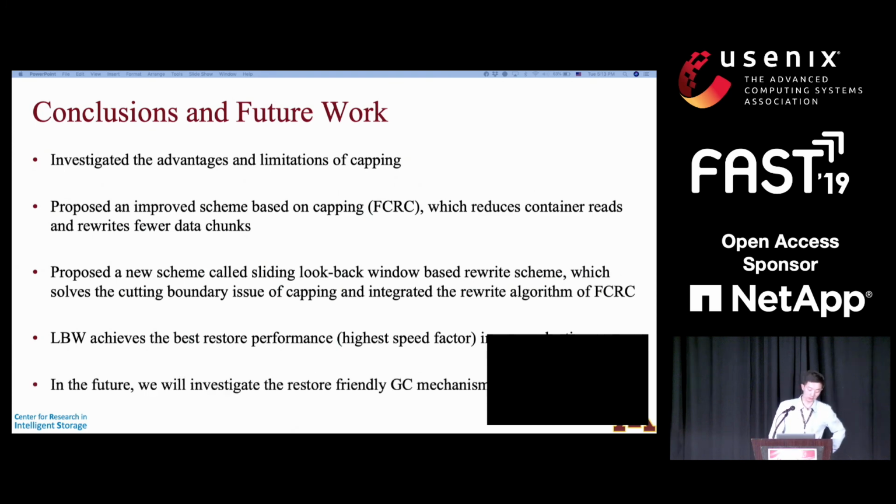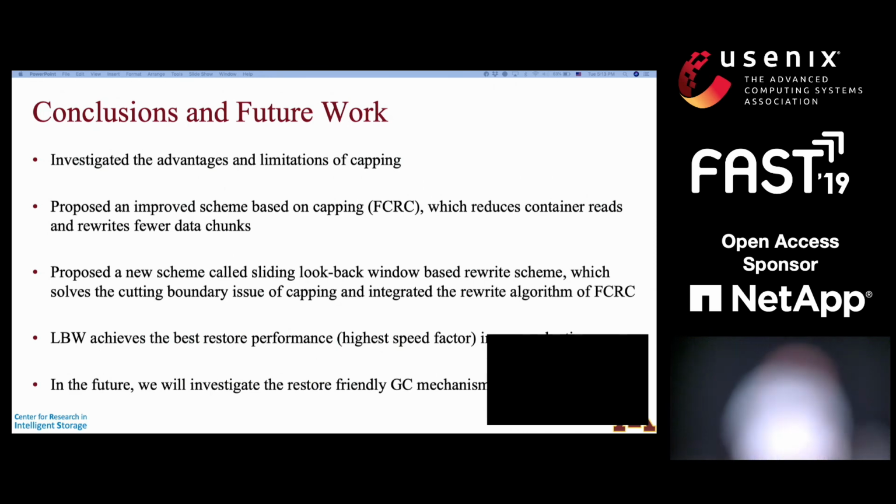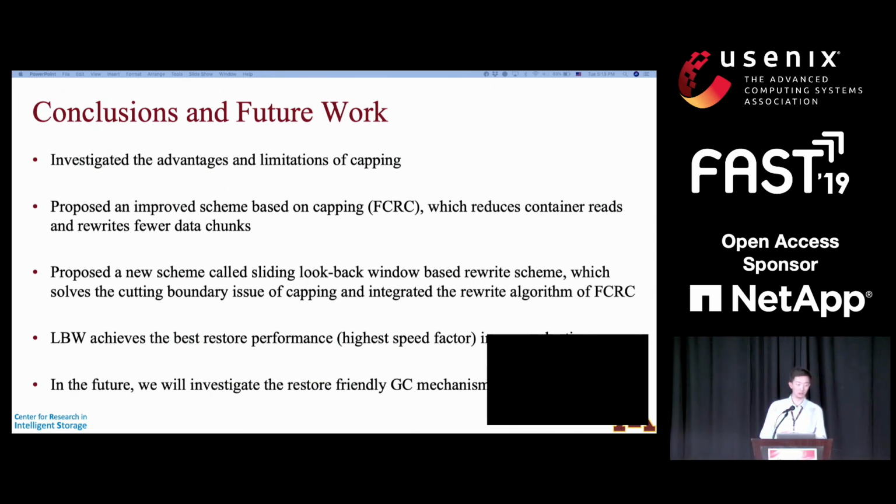In the future, we want to investigate the garbage collection process, which considers the restore impact. Because in the current garbage collection, what we care most about is how much space we can reclaim in the storage system. But now we may care about, after we collect some of the chunks in the old containers, how will they affect the future restore performance? That will be a problem.